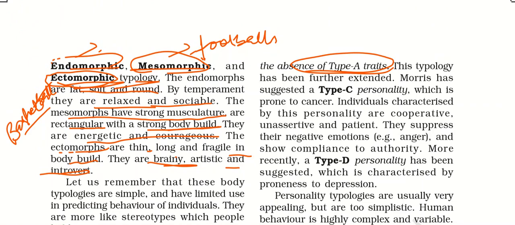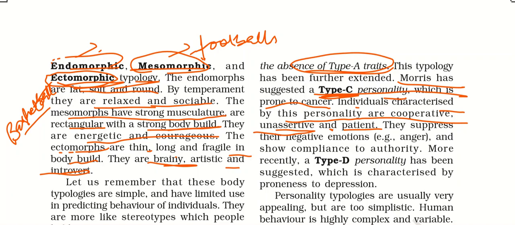This was further explained by Morris, who suggested a type C personality, which is prone to cancer. Individuals with this personality are characterized as cooperative, unassertive, and patient.